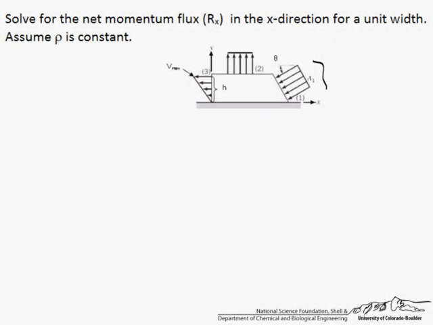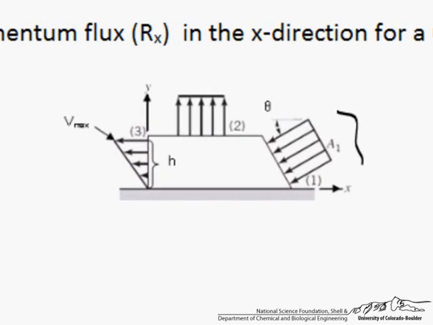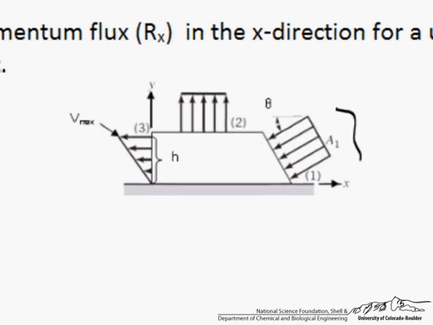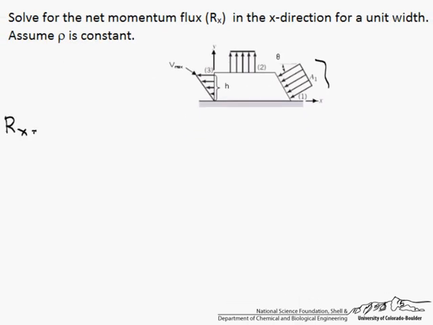This is a momentum problem, and what we're trying to do is find the net momentum flux in the x direction for a unit width. And we're assuming that rho is constant, and we're given the picture below with which to determine our velocities. So if we write our momentum equation, there are three control surfaces.